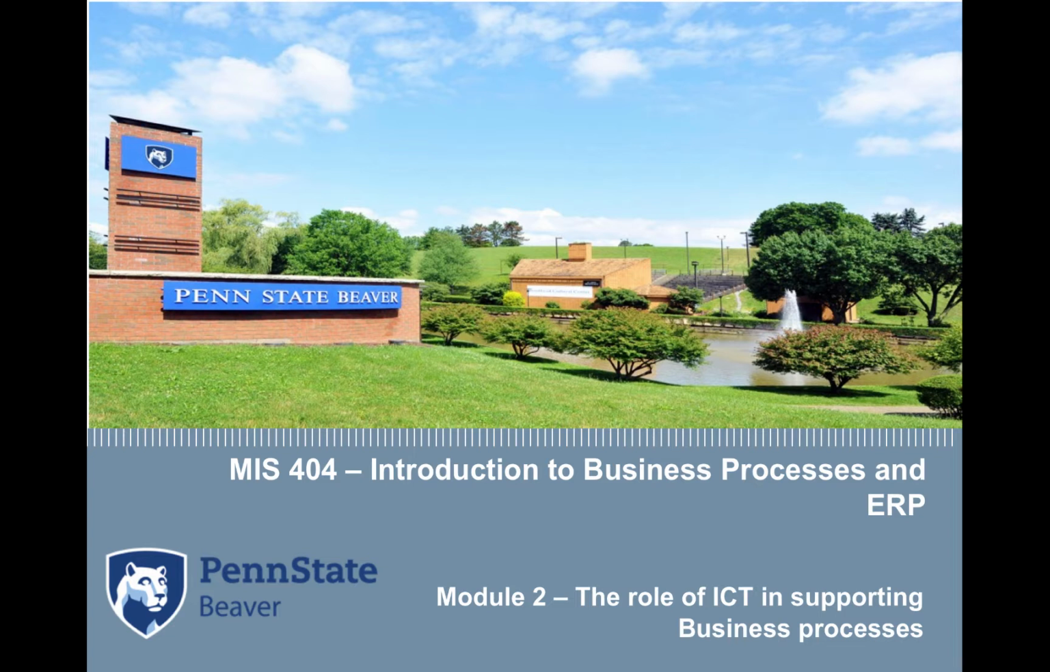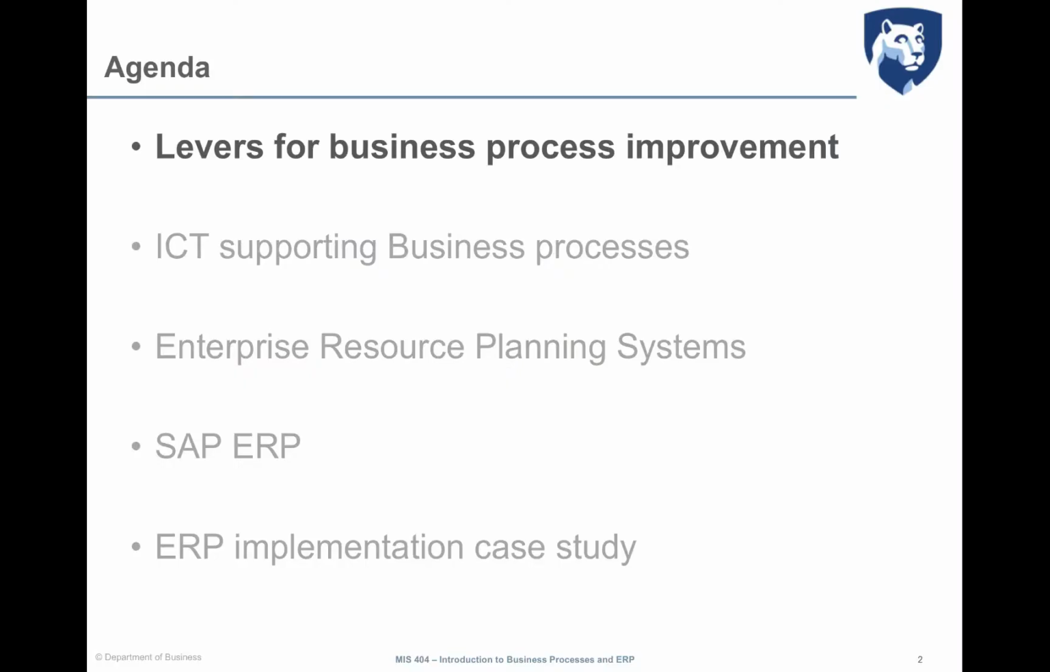In the second module of this course, we will start talking about possible levers for business process improvement, focusing in particular on how information and communication technology can support performance improvement of these business processes. These are the arguments on which we will concentrate our attention, and first of all, we will talk generally about possible levers for improving business process in their flow and functioning.